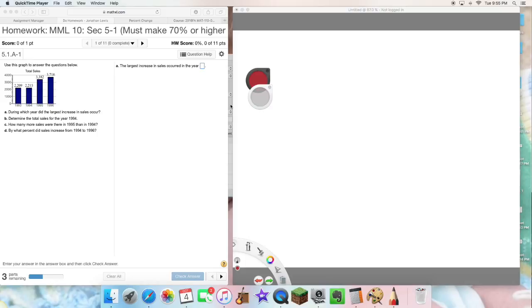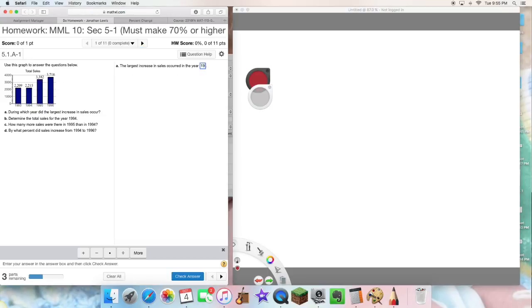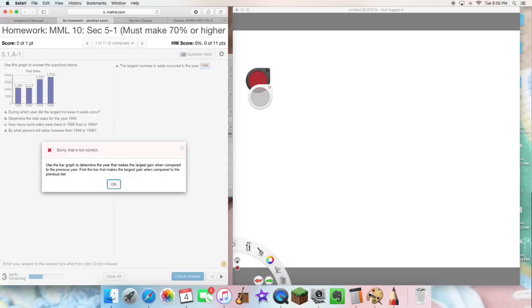All right, I'm not going to spend a lot of time on this except for look at this problem. It says, during which year did the largest increase occur? Well, the first thing that most people answer is they look at the numbers and they say, hey, the biggest year is 1996. So what happens when I do that? 1996. It tells me I'm wrong because look at what it's telling you to do. It's asking for the largest gain when compared to the previous year.